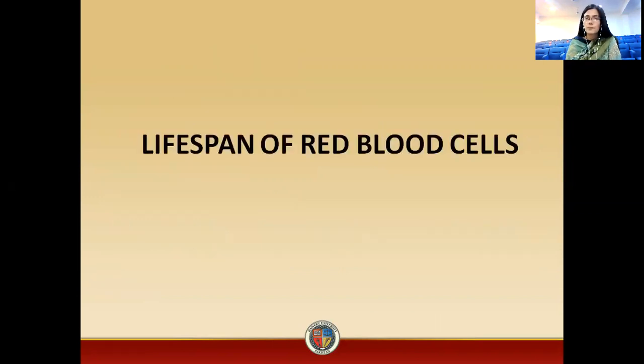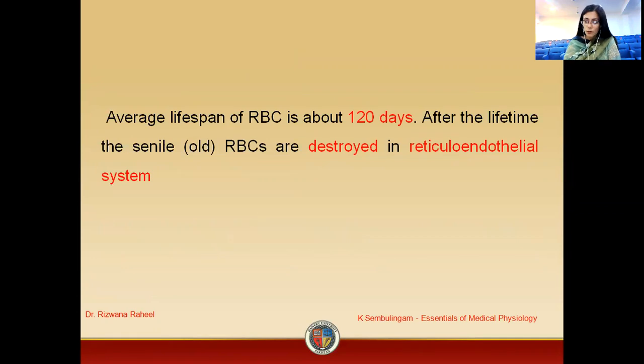Now, what is the lifespan of RBCs? The lifespan of RBCs is 120 days. After this time, the cells become senile, and these RBCs get destroyed in the reticuloendothelial system. These cells undergo phagocytosis and destruction. Ultimately, after the destruction of the RBCs, there will be release of hemoglobin. So this was all about the properties of RBCs.